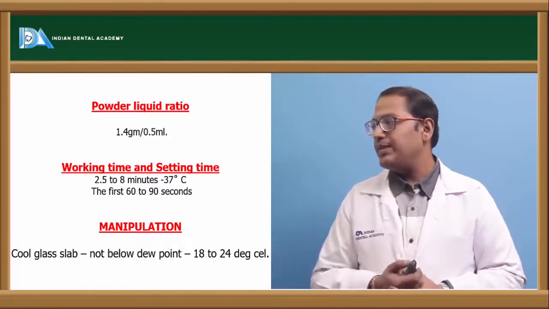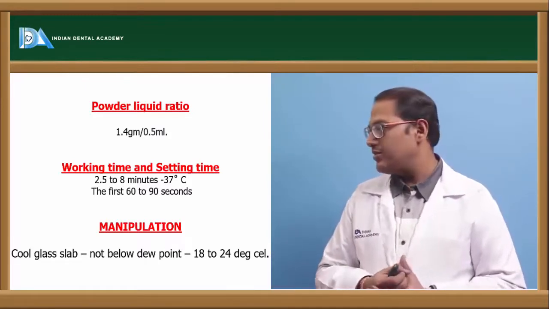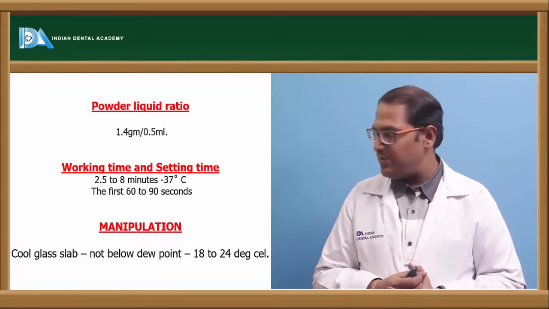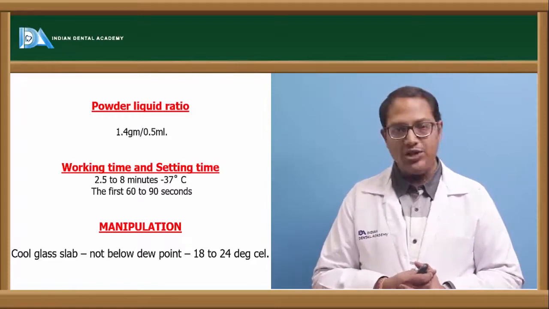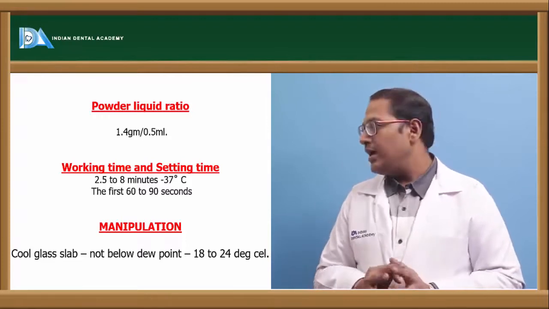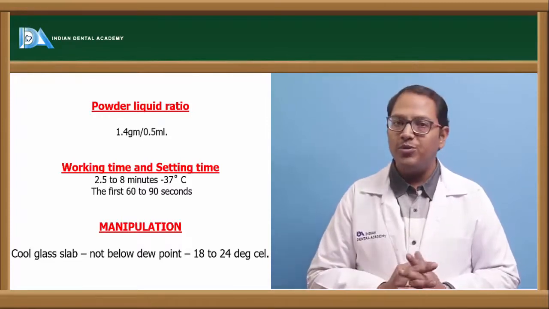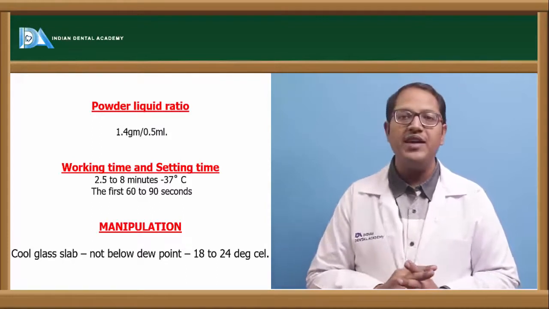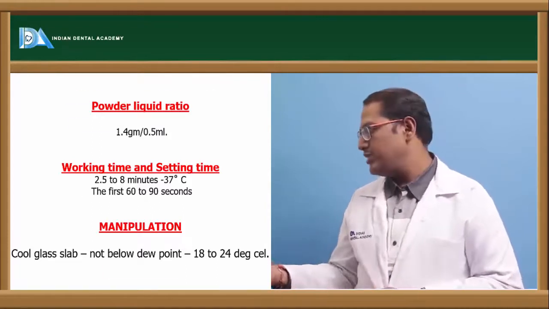Coming to the working time and setting time of this particular cement, it is 2.5 to 8 minutes at 37 degrees Celsius, and for the first 60 to 90 seconds this remains the same. Coming to the powder liquid ratio, it is 1.4 grams per 0.5 ml of liquid.